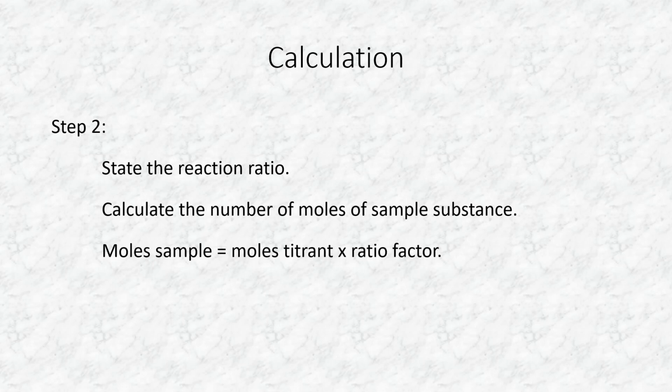This is simply the number of moles of titrant that you just calculated in step one, times the ratio factor. Sometimes that's 1 to 1, so you're actually multiplying it by 1. It's the same number of moles. But if the titrant and the sample substance don't react in a 1 to 1 ratio, you need to use the ratio factor there to calculate the number of moles of sample in that aliquot.